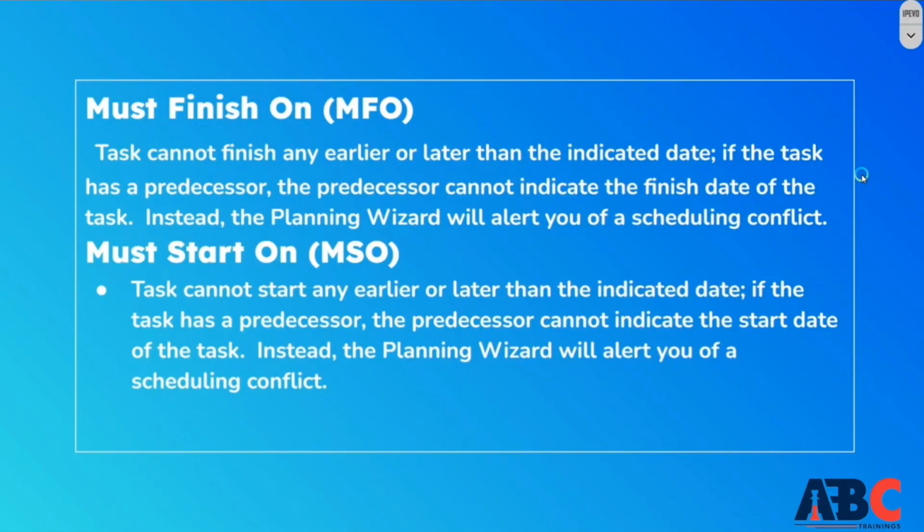So these are your constraints and types. There are flexible and inflexible types in this. You can see the types, you have seen them: must finish on, must start on, start no earlier than, finish no earlier than, finish no later than, start no later than. So this way you can apply the constraints. How to apply these or how to show them in your project, we'll see in the next video.